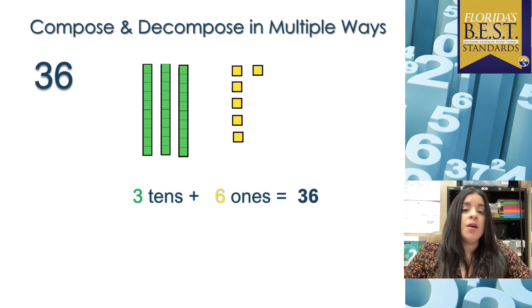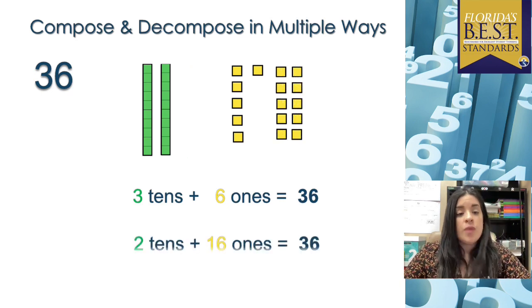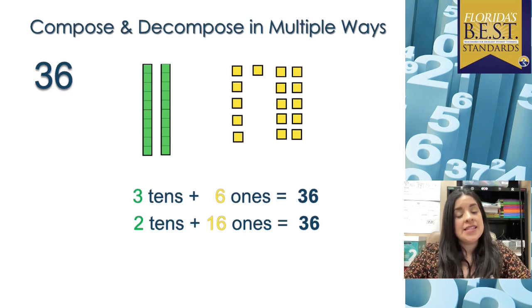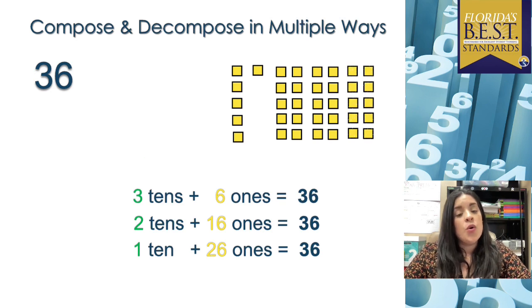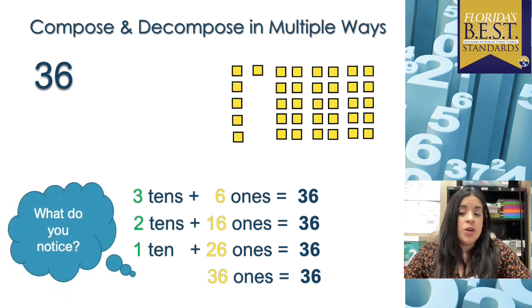Then, once students build this, practice trading out a 10 for ones so that they can see the additional ways to represent 36. 2 tens and 16 ones. One at a time, they trade out a base 10 block for more ones and can see all the different ways that they can represent a two-digit number like this for 36. Once you have all equations written down, ask students what they notice about the different equations that represent all the ways to show 36, for example. Hopefully they see that all equations still have a value of 36, even when the number of tens decreases and the number of ones increases.